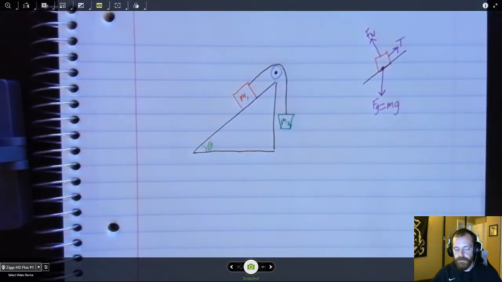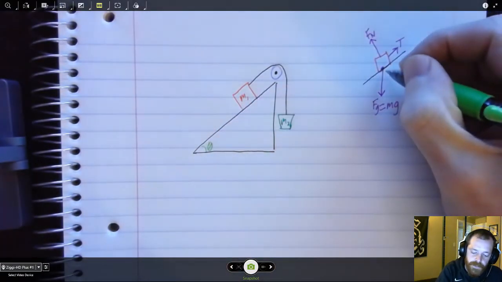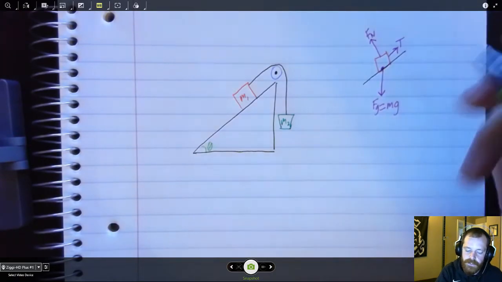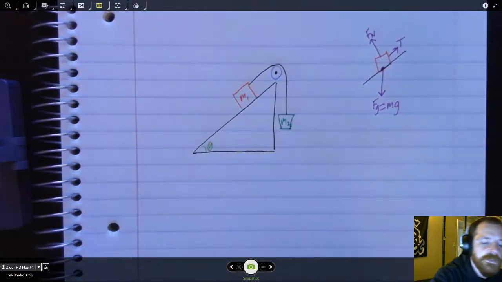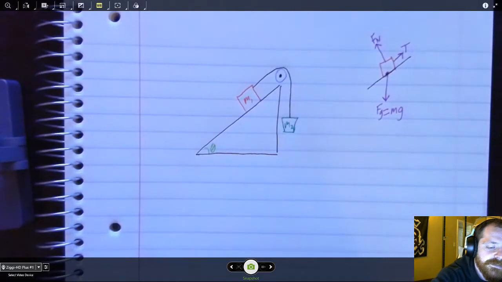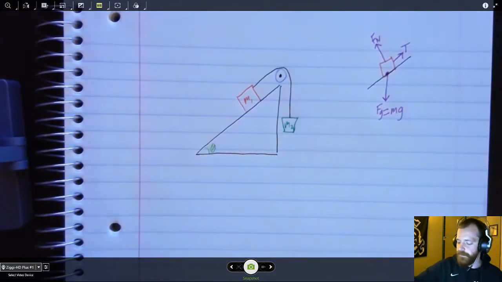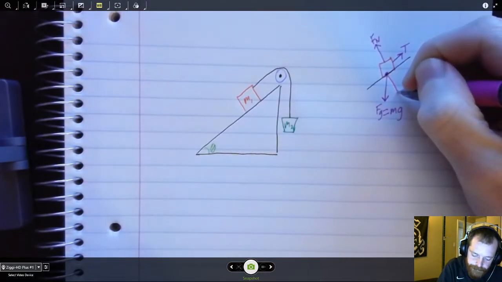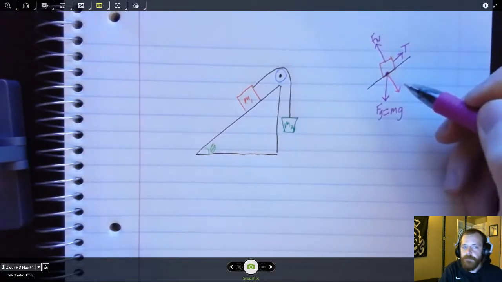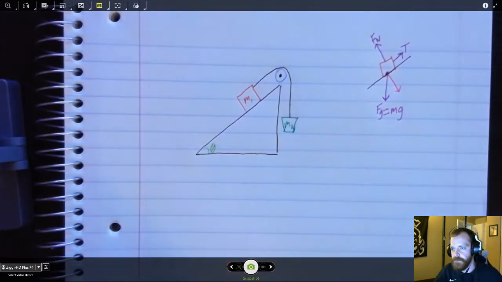If we know that angle, then we can break up the weight into two parts, the perpendicular and the parallel parts. Let me use different colors for this. Let's get pink. So we'll do pink as the perpendicular, and that should be equal in size to the normal force.